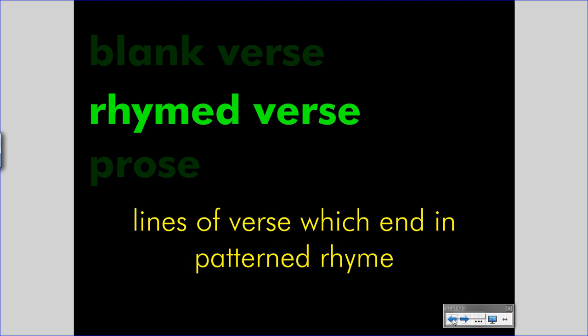So, to wrap up, these are the three: blank verse, rhymed verse, and prose. And Shakespeare will shift among those three to create meaning. And if you want to understand what kind of meaning he creates, well, stop back for part 3.